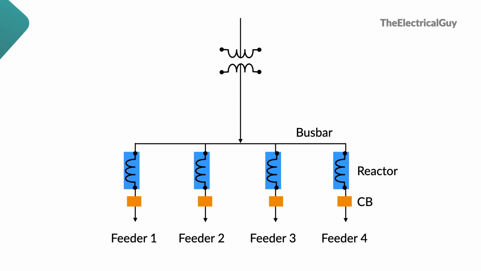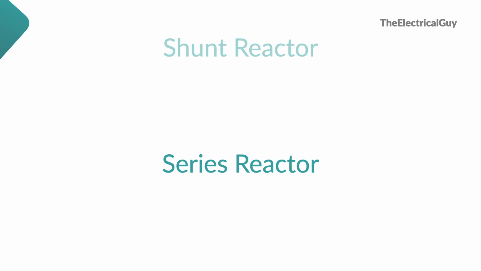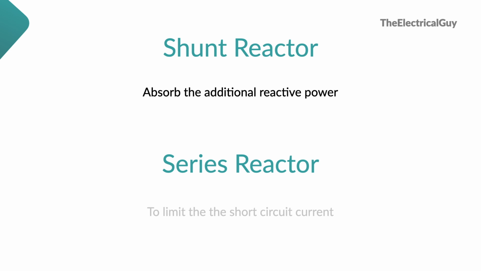And hence, these reactors are also called series reactors, and this differs from the shunt reactor, which is connected in parallel. The purpose of a shunt reactor is to absorb the additional reactive power from the system, whereas the purpose of a series reactor is to limit the short circuit current. Please keep that in mind, that is important.